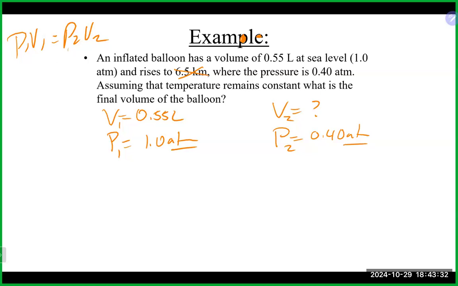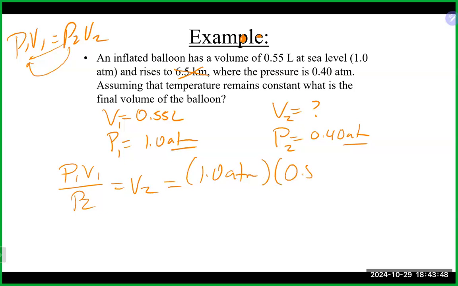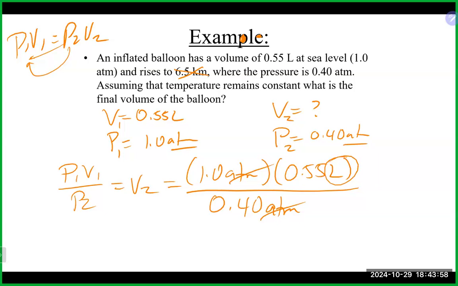Again, here we're going to divide this to the other side, which means it will end up on the bottom. That will give me P1 V1 / P2 = V2. Putting in our numbers, 1 atmosphere times 0.55 liters divided by 0.40 atmospheres. Atmospheres cancel, and my units are going to be liters. So that's 0.55 divided by 0.4, which is 1.4 liters in this particular case.